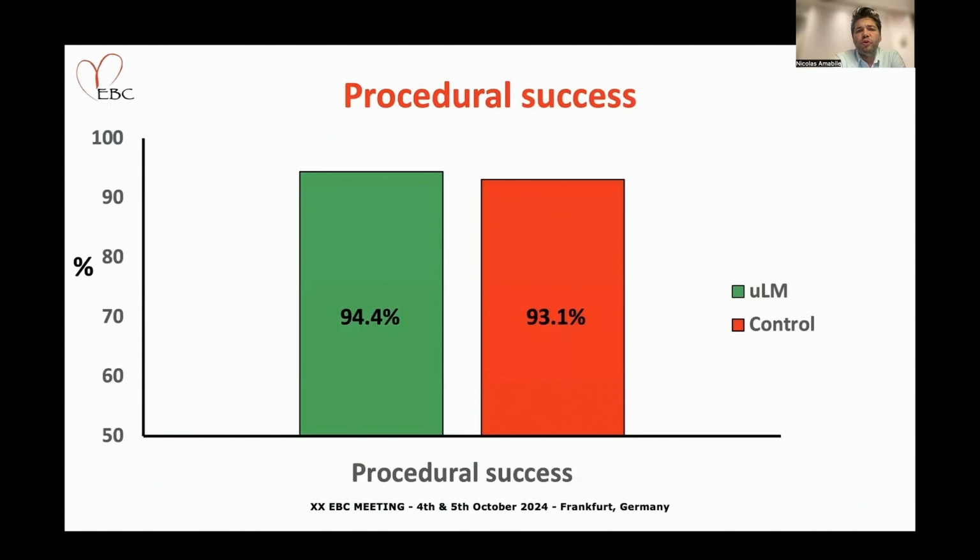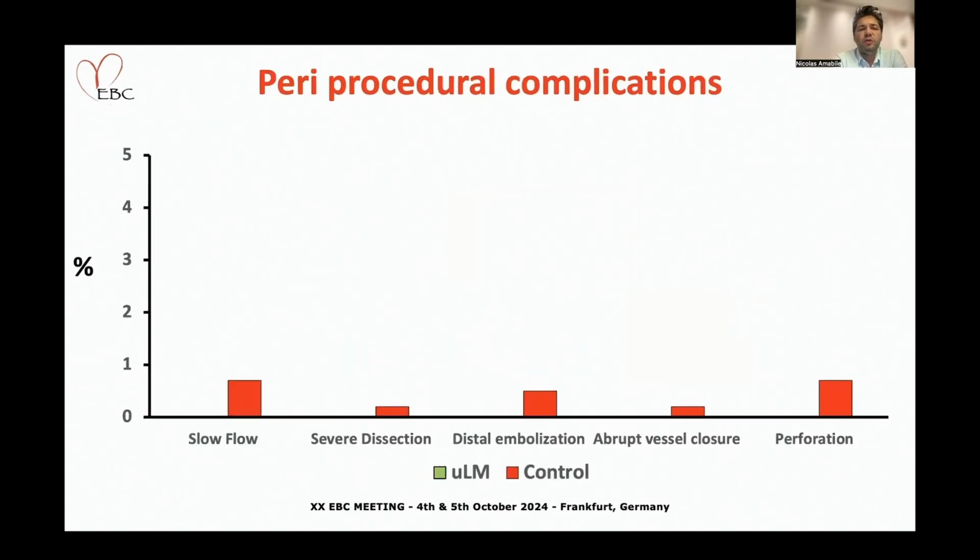As you can see, the procedural success was comparable among both groups and ranged from 93.1 to 94.4%, so no significant p-value there. There was also no higher risk of periprocedural complications in the unprotected left main patients compared to the control patients, and as you see, actually there was no notable periprocedural complications in these patients. Overall, we can see that the incidence of these periprocedural complications was extremely limited in this cohort of patients.